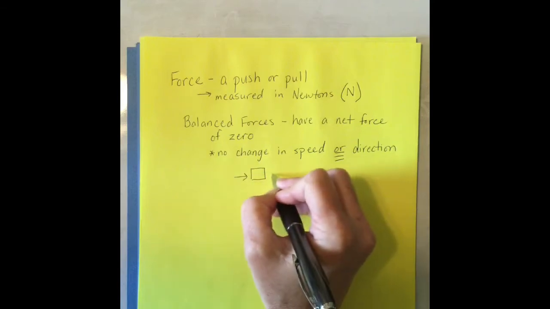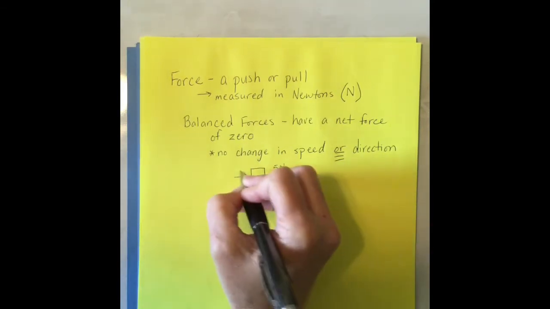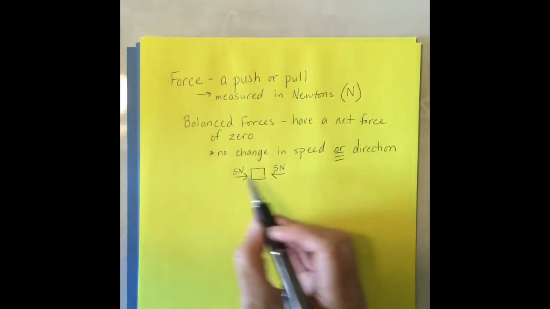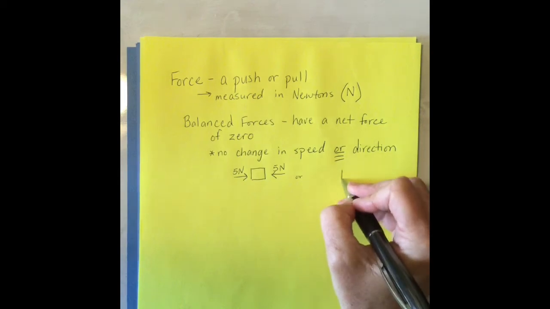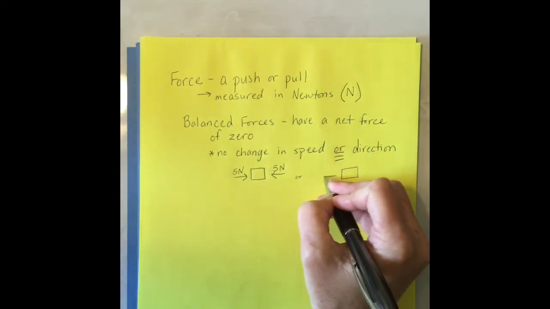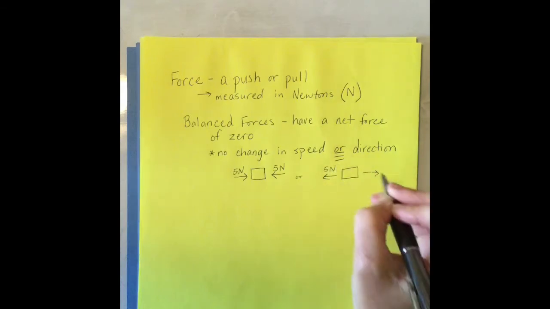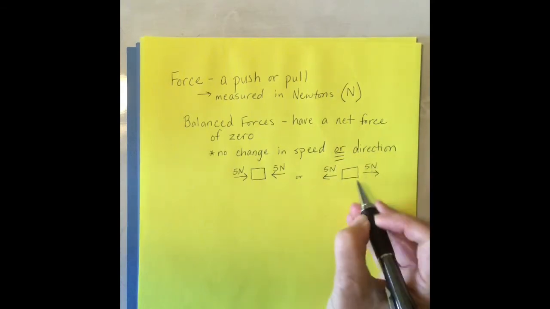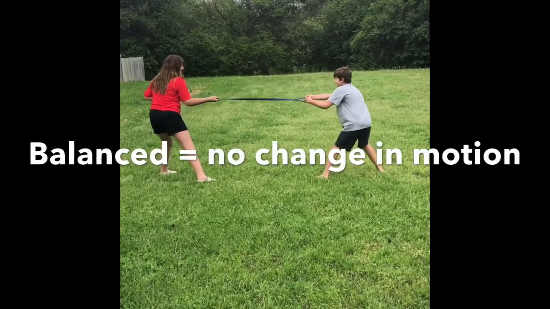So if you look at our force diagrams, in this one here, the forces are canceling out because they're going in opposite directions, so you would subtract. So the net force would be zero, so that is balanced forces. In here, they're going in opposite directions, and they are both pulling on the object, so once again, it has a net force of zero.